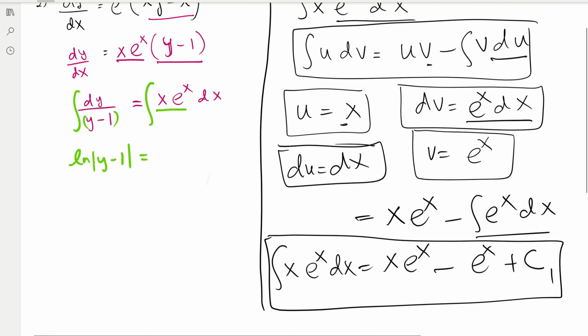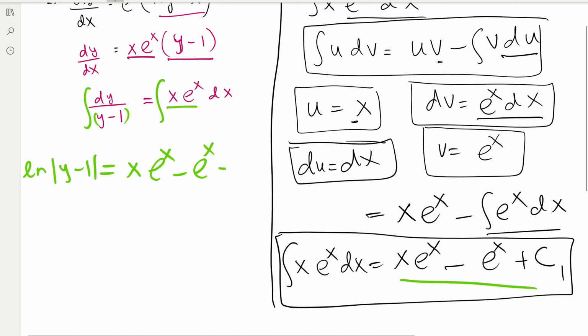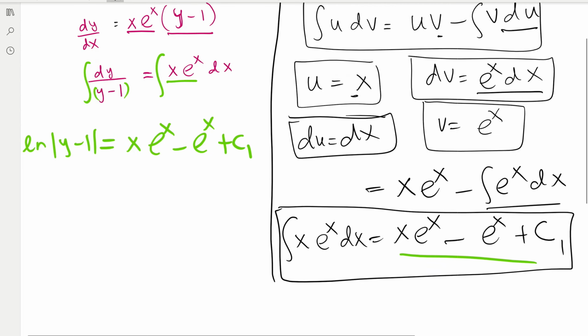All right, let's see. So we found the solution, haven't we? Let me erase this and make some space. This is natural log absolute value of y minus 1 equal to what we got from the right hand side. So this is what we get: x e^x minus e^x plus c1. Perfect. Now let's say you want to find the explicit solution.